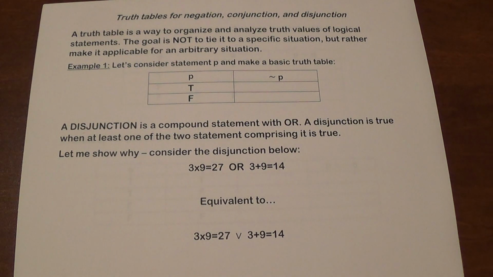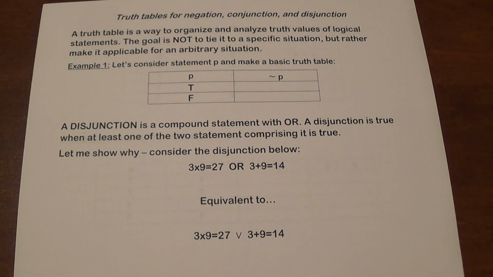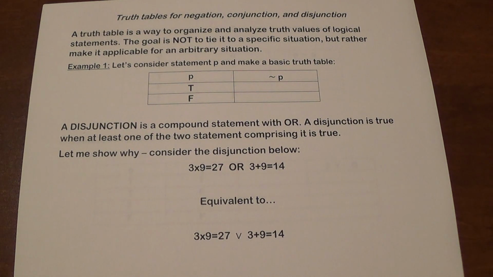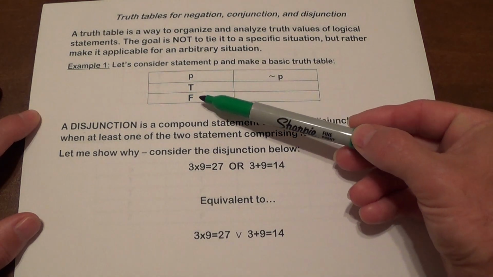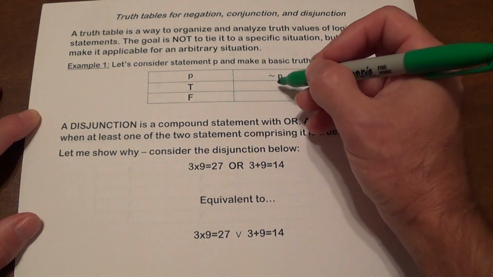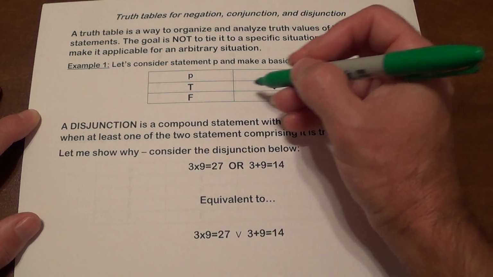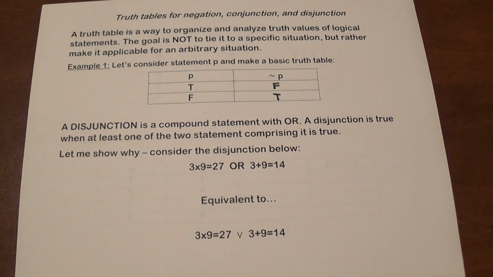Okay, so let's start with a very basic one. For each statement that is involved, there are only two outcomes. It can either be true or false. So if you make a very simple statement, then you have P. It can either be true or false. So this is not P. If P is true, not P will be false. And if P is false, then not P will be true. That's as simple as that.